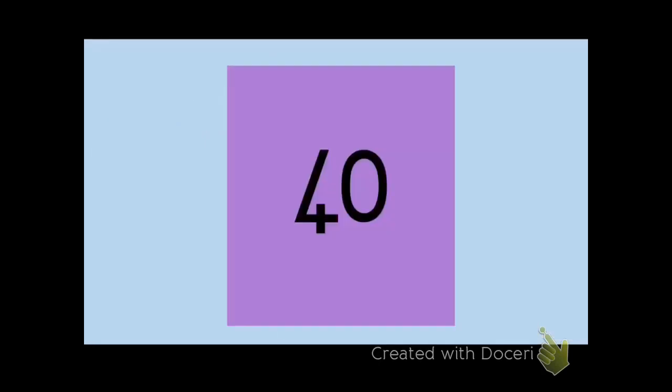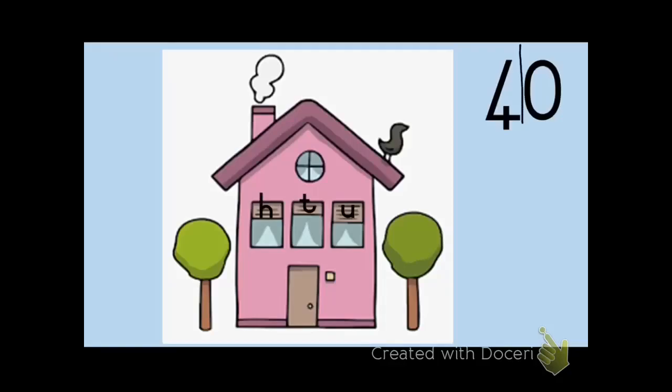Let's have a look at the number 40. The number 40 has two digits. The number 0 is a digit and the number 4 is a digit, so they will need to be in separate rooms. So how many tens is in 40? We have 4 tens. And how many units? We have 0 units. So to get to 40, we need 4 tens and 0 units.